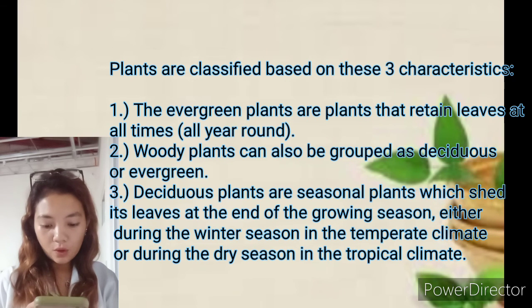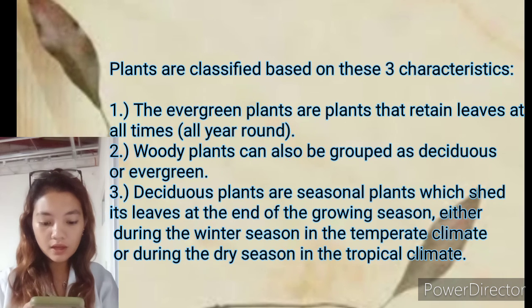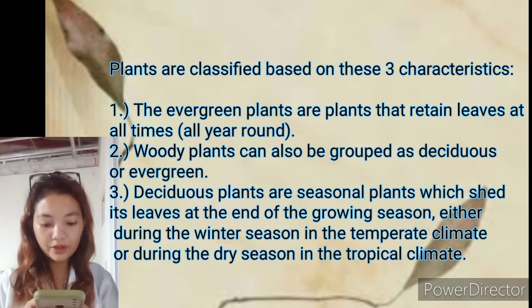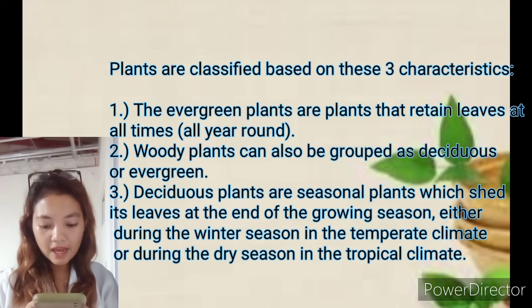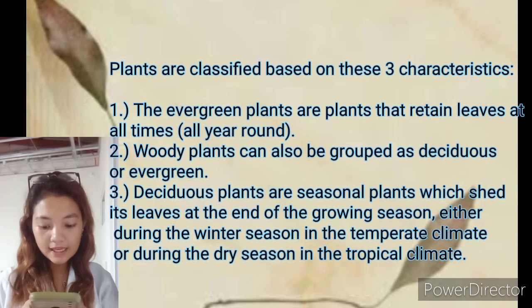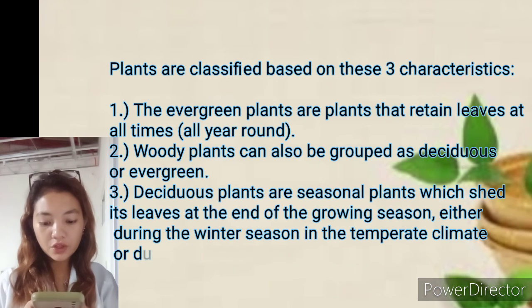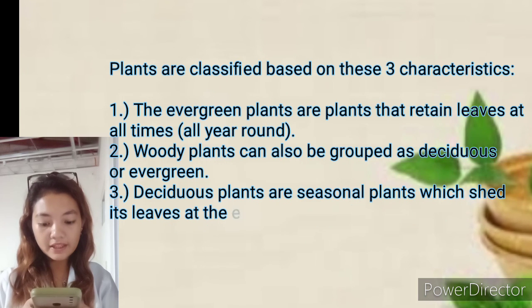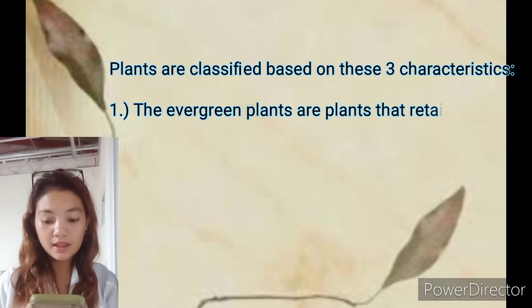Second, woody plants can also be grouped as deciduous or evergreen. And the last, deciduous plants are seasonal plants which shed their leaves at the end of the growing season, either during the winter season in the temperate climate, or during the dry season in the tropical climate.